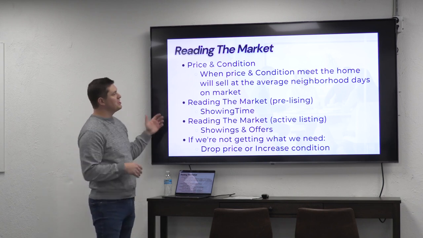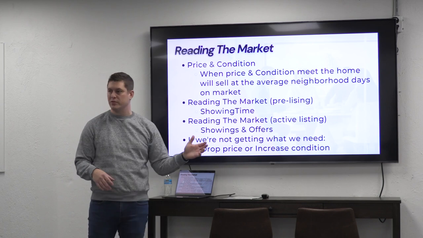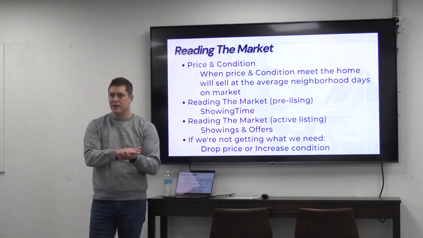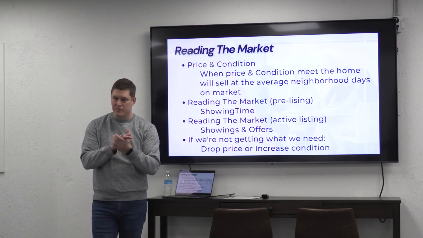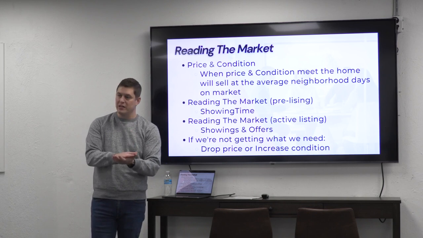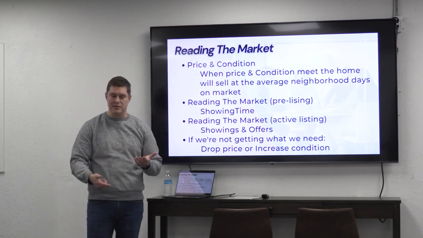So pricing condition. When pricing condition meet, the home will sell at the average neighborhood days on market. It's important to understand that just because I price it right doesn't mean it's going to sell in one day. The neighborhood has an average days on market of 14 or 20 or 100. So if I price it right, I'm going to fall into that average days on market. Now, if I price it below, that's where I can have quick sales.